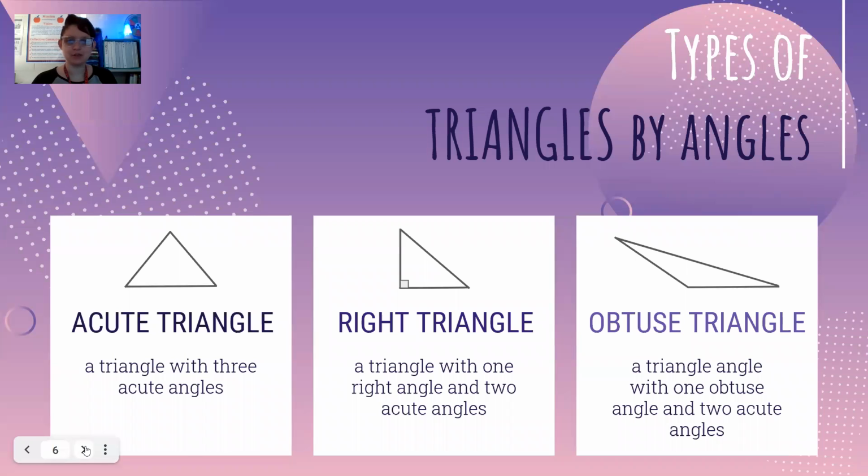So we can classify triangles by their angles, and there are three types of angle classifications. The first is an acute triangle that has three acute angles. The second is a right triangle, which has one right angle and two acute angles. And the third is an obtuse triangle, which has one obtuse angle and two acute angles. Each of these triangles will have two acute angles. The third angle will be what determines what type of triangle it is.